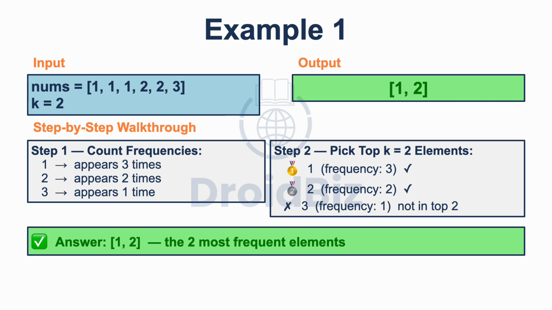Step 2. Pick the top k elements. Since k is 2, we want the two most frequent numbers. The most frequent is 1, with 3 appearances. The second most frequent is 2, with 2 appearances. 3 only appears once, so it does not make the cut. Our answer is 1 and 2, the two most frequent elements in the array. Notice that the order does not matter. Returning 2 and 1 would also be correct.